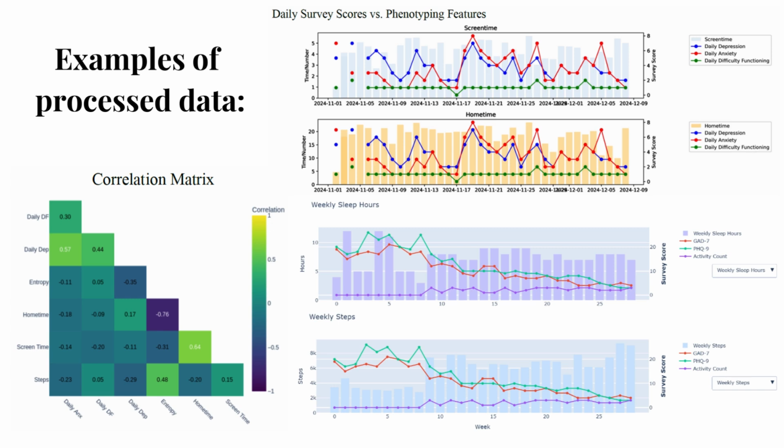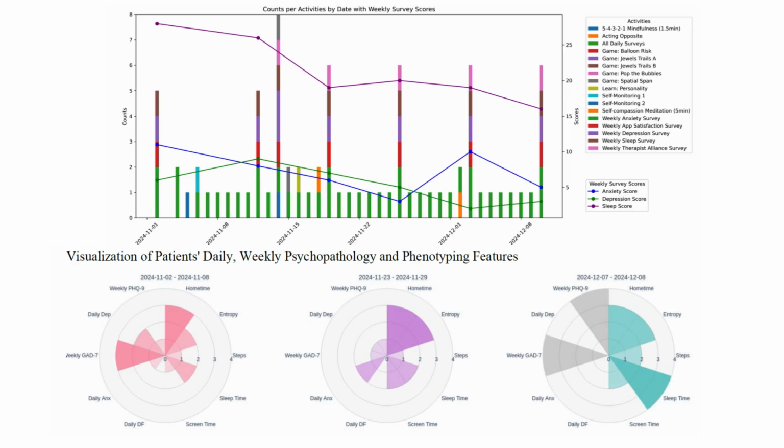Here are some examples of those visualizations. We have included a correlation matrix of daily symptoms versus daily behaviors, bar graphs of phenotyping features with daily survey scores, and more.